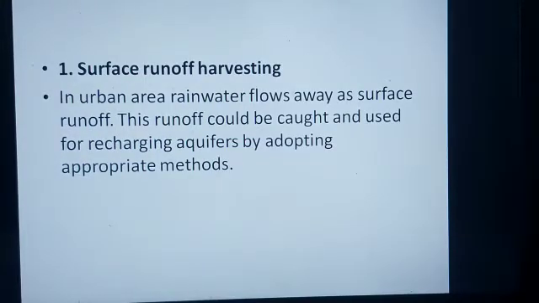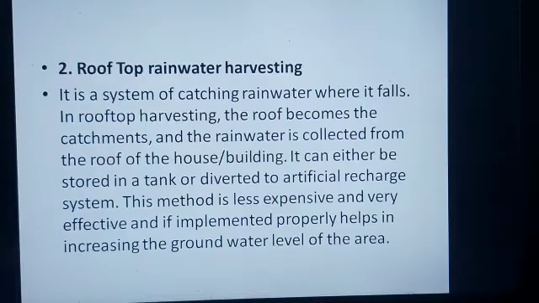In the urban area, rainwater flows away as surface runoff. This runoff could be caught and used for recharging the groundwater by adopting appropriate methods. So whatever water that is falling on the ground, if the area is cemented area and the water can be collected, collecting that water to recharge the groundwater is called surface runoff harvesting. The next very popular method of harvesting system is rooftop rainwater harvesting.